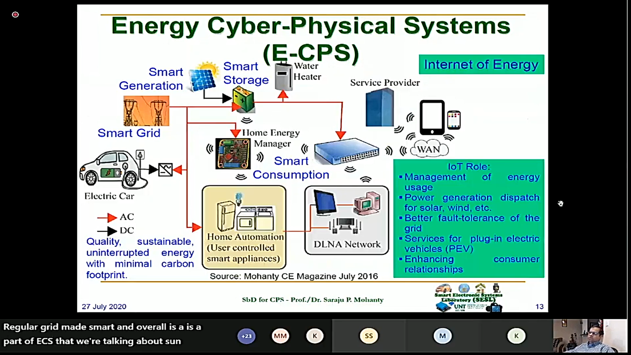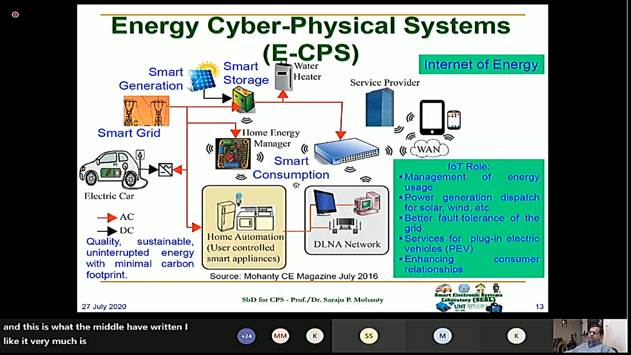So we can see a slightly different model of the same ECPS. In the previous one, we had a big picture where we had smart grid. Now I go to the details, so we can have a smart grid. No doubt, before that we can have smart generation: thermal power plants, and then renewables. They are working in synchronization and generating. Then the grid is taking power to different places. So smart grid here.